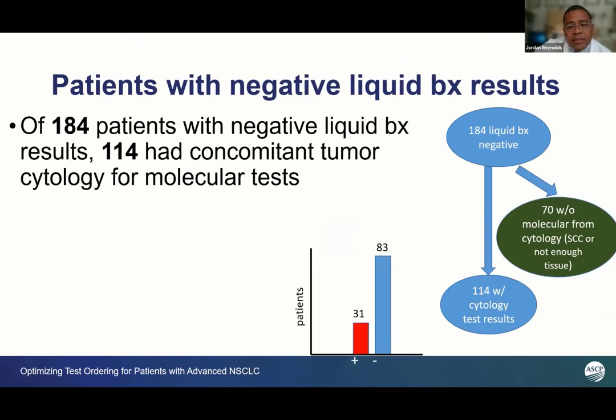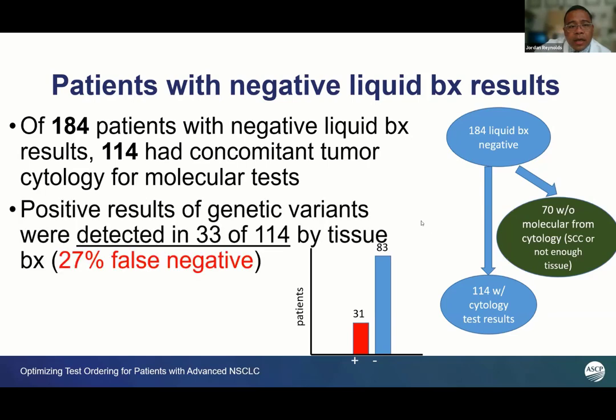On the other side, in patients that had a negative liquid biopsy or blood biopsy result, 184 of the patients were negative, 114 had tumor at the same time. And we found genetic variants in 33 of the cytology cases.